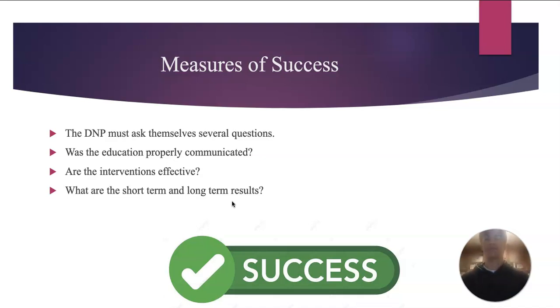A DNP must ask themselves 3 essential questions. Was the education properly communicated to the patient? Were the interventions from their care plan effective? And what were the short-term and long-term results of these interventions?